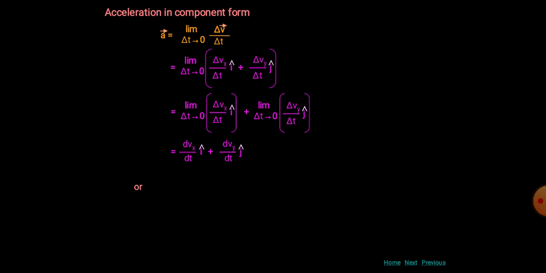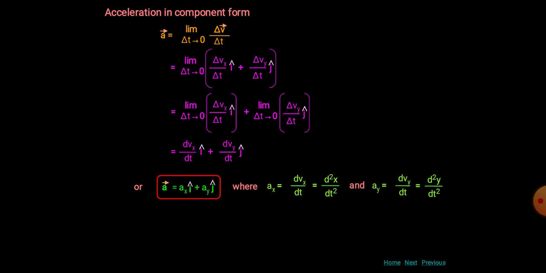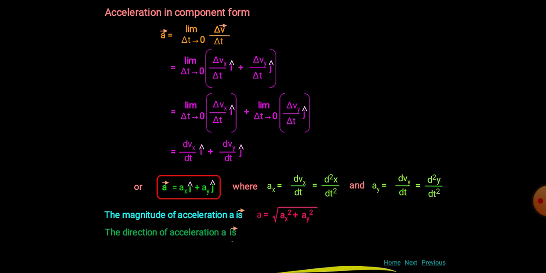And that we can write in a component form, that is a is nothing but ax i cap plus ay j cap, where ax is what? dvx upon dt, and ay is dvy upon dt. So the acceleration in component form, that is a is equal to ax i cap plus ay j cap. So its magnitude we can write same like velocity, that is a is equal to root of ax square plus ay square. We can write tan theta same like velocity, ay upon ax. Theta is nothing but what? Tan inverse of ay upon ax.